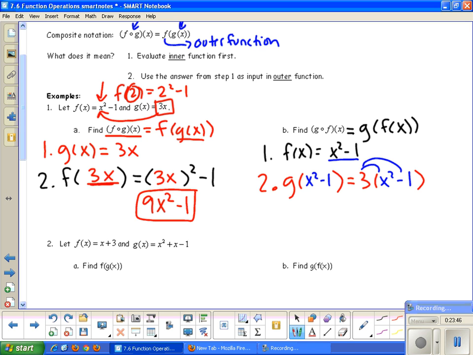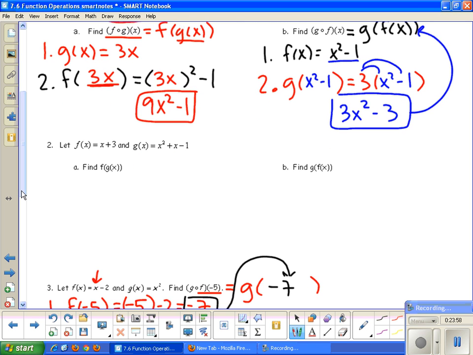So when I do that, I need to distribute, so I get 3x squared minus 3. So this would be my answer for g of f of x. And notice that they're not the same, so we get different answers when we do the different composite functions.